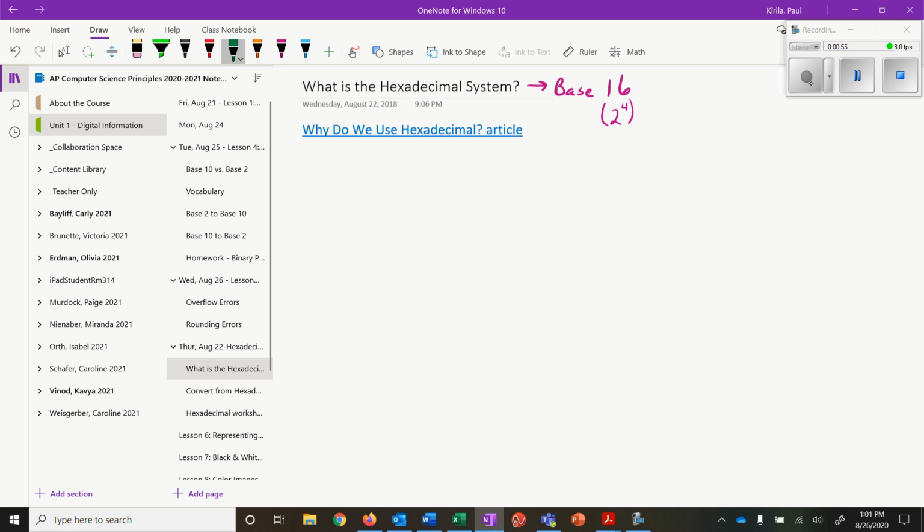So I had said when you're dealing with binary, base 2, you want to write out your 8 bits and write underneath those your powers of 2.